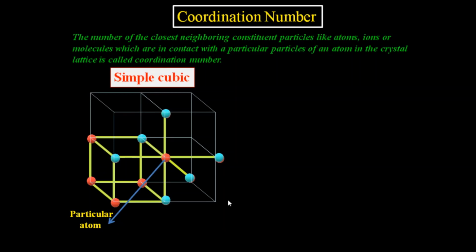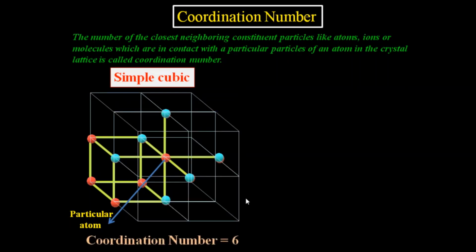Hence, the coordination number of the sphere in the simple cubic unit cell becomes 6, which are represented by the blue color spheres here. That means the coordination number of each sphere in a simple cubic unit cell is 6.